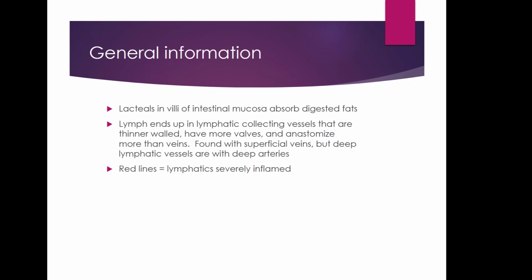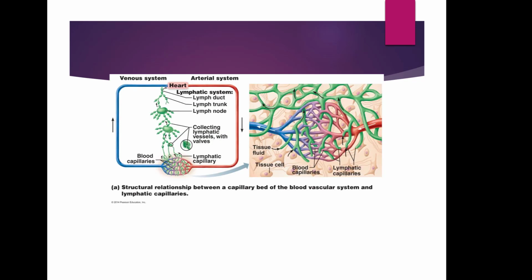They do have more valves because there's so much less pressure in the vessels that the lymph can easily flow backwards, and we don't want that to happen. So lots of valves, and they anastomose more than veins do, which means they interconnect with one another. Typically they're found with the superficial veins, but the deep lymphatic vessels are found with the deep arteries. And I'm not going to go into the red line thing. That's for something else. Okay, so that's the second function, and then the third function, of course, is going to be tied with the immune system.